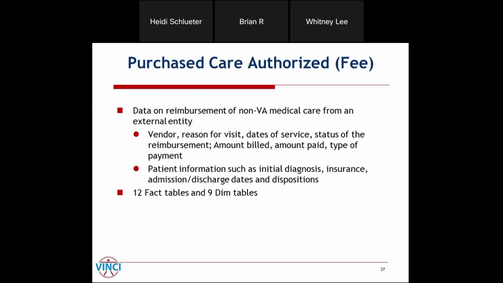And then we have the Purchased Care Authorized, or fee, and this domain contains data on reimbursement of non-VA medical care from an external entity. So the information here includes things like the vendor, the reason for the visit, the dates of service, status of the reimbursement, the amount billed, the amount paid, the type of payment. It'll contain patient information such as diagnosis codes, the insurance, admission discharge dates, and dispositions. There are 12 fact tables and 9 dim tables here.